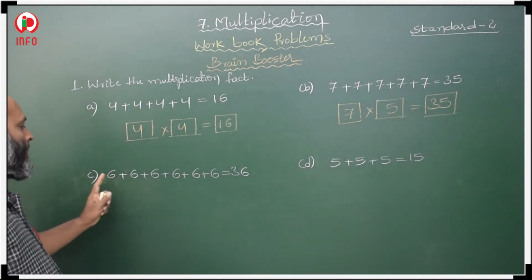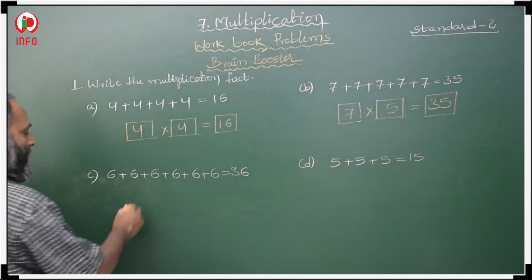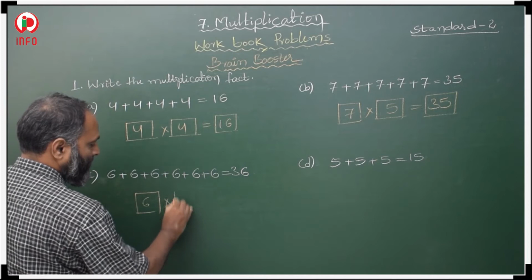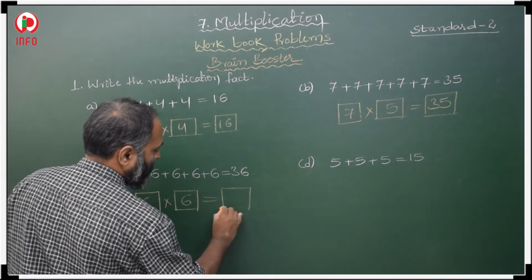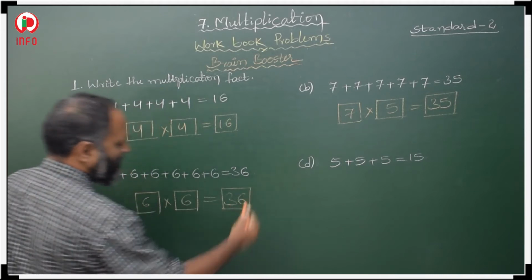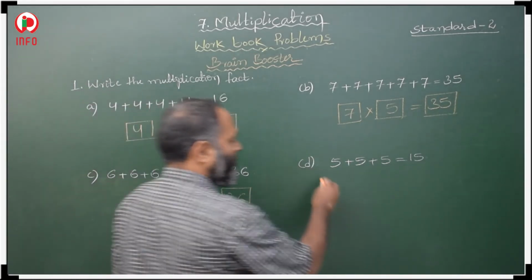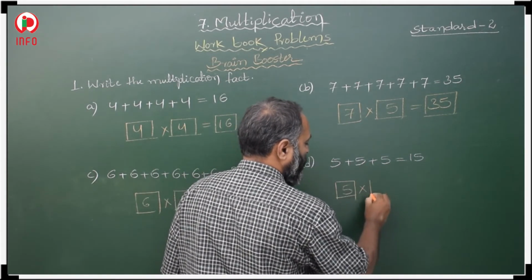Then here 6, 1, 2, 3, 4, 5, 6. 6 times we are adding 6. So this 6 we are adding 6 times, means 6 into 6. So what is the product? 6 sixes are 36. This is the multiplication fact. Now here 5. This 5 we are adding 3 times.